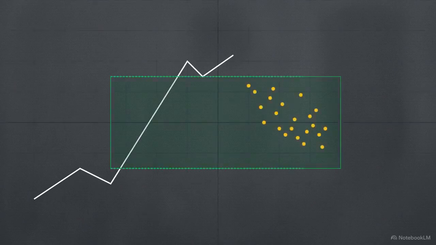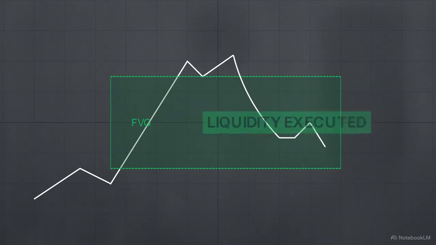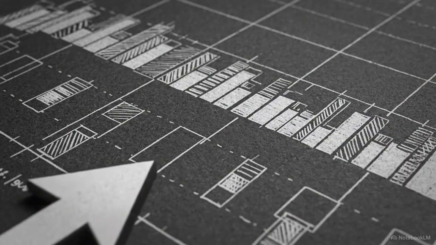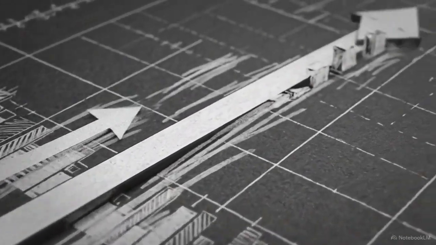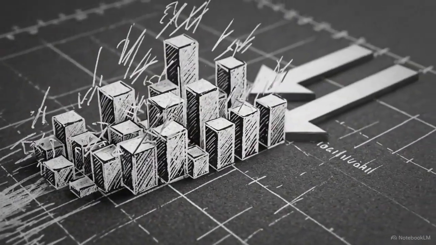IPDA's systemic mandate is to balance market ledgers and correct these aggressive inefficiencies. IPDA drags price action back into the FVG to execute pending liquidity, satisfying the ledger before the primary trend continues. Fair value gaps function as magnetic algorithmic targets used by institutional players, making them highly predictable zones for execution.